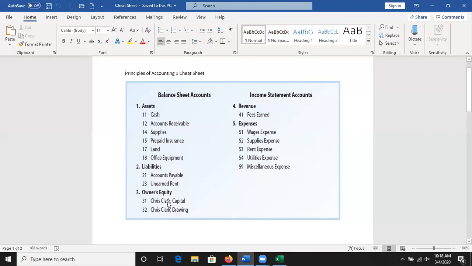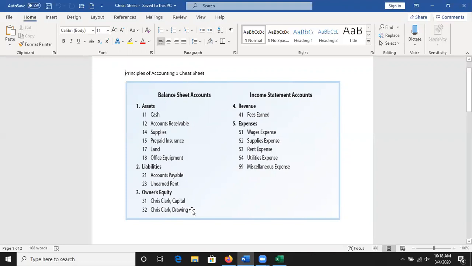Owner's equity, specific owner name. So this one, the example is Chris Clark. The owner of the business, they would have their name there, capital. Capital is what is left over for them to take out of the business. So it's whatever that owner has that they could just take out, almost like a bank account, and use. It's the difference between assets and liabilities.